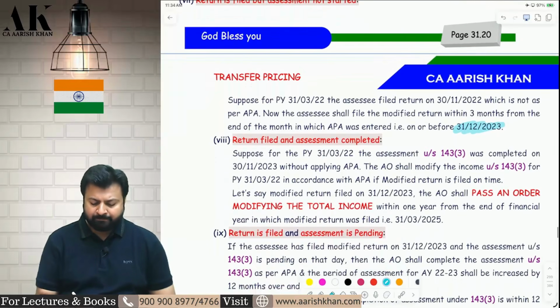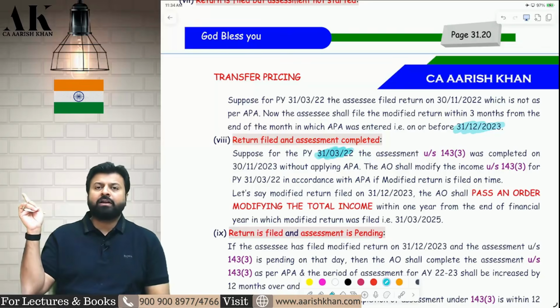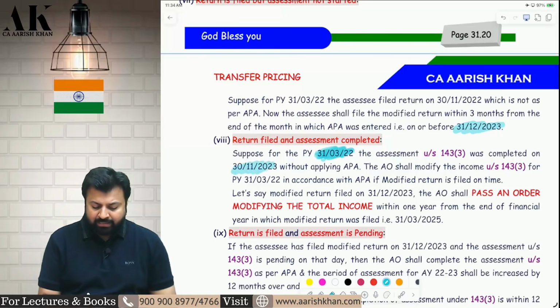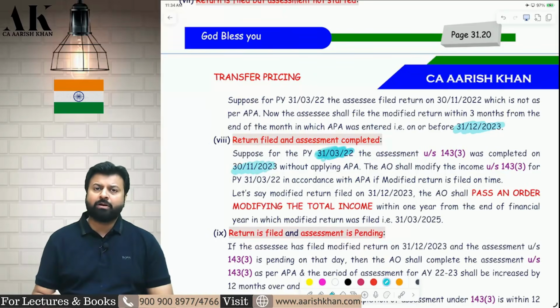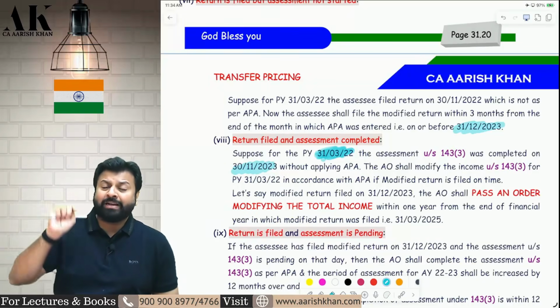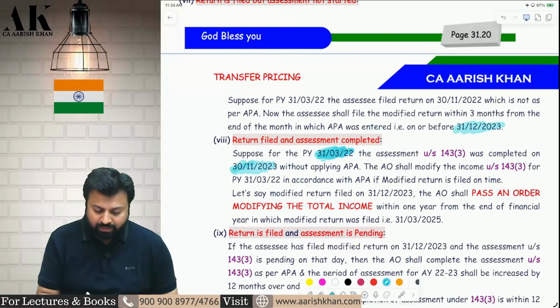Second possibility. Suppose for this year, 31st March 22, you have already filed the return on 30th November 2022, and APA is signed on 1st September 2023. So for this year, you have time to file the modified return till 31st December 23. But suppose before that date, the AO has completed the assessment on 30th November 2023. Till which date did you have the time? You had the time till 31st December 2023. But the AO has completed the assessment 1 month before that, on 30th November 2023.